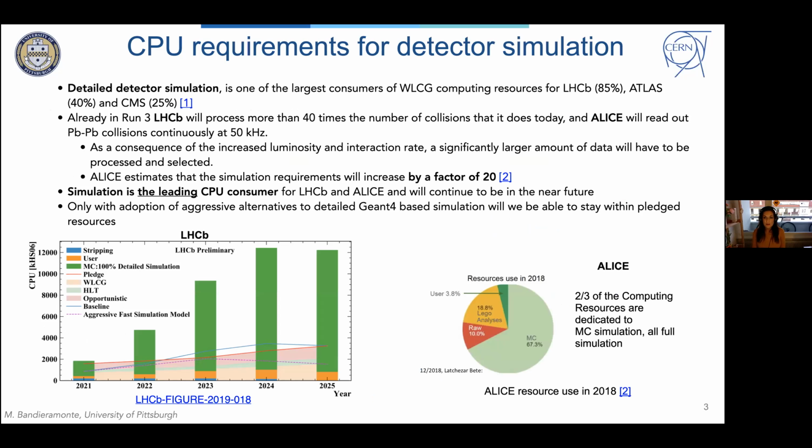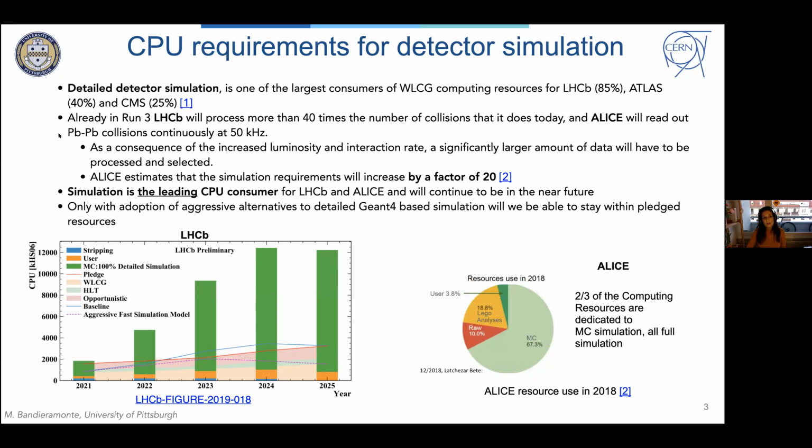So let's start with CPU requirements for detector simulation. As you may know, detector simulation is one of the largest consumers of LHC computing resources, and it accounts for a very large fraction of the computing needs of every experiment. If we look at the Run 3 needs, already LHCb and ALICE will start to see a major change in their workflows, because, for example, LHCb will process more than 40 times the number of collisions that it does today, and ALICE will read out collisions at a rate of 50 kilohertz.